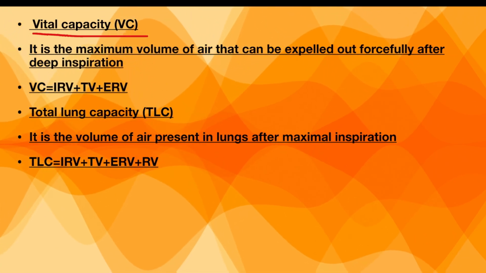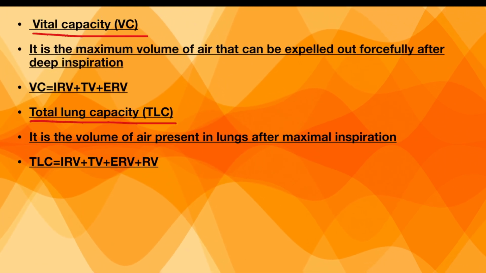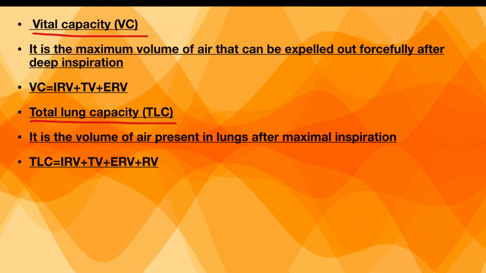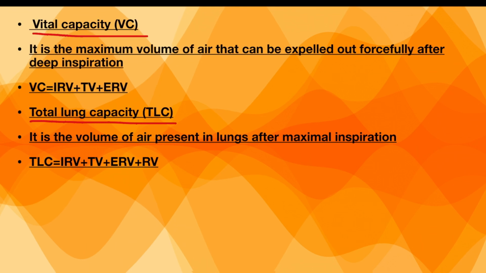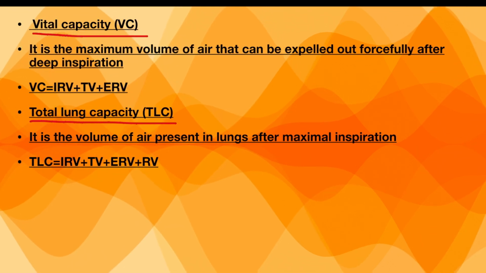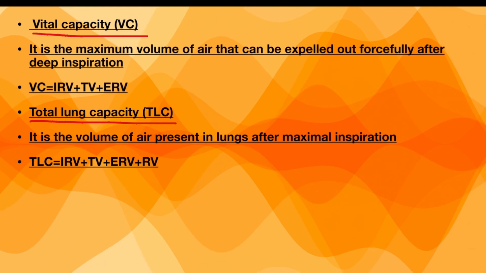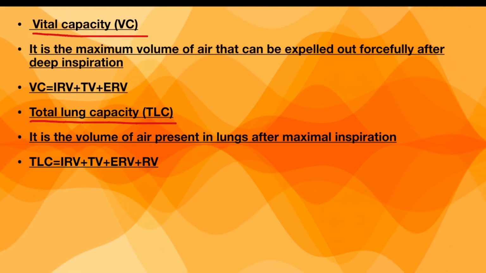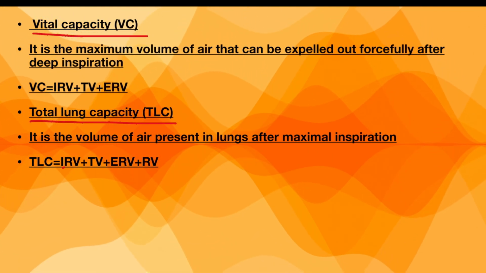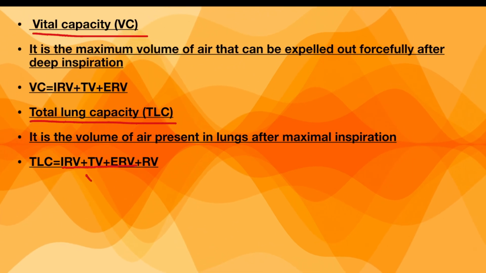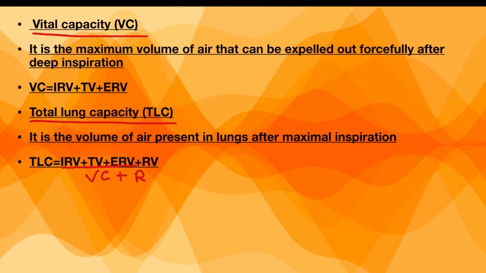The fourth one is the total lung capacity. It is the volume of air present in the lungs after maximum inspiration. Total lung capacity equals inspiratory reserve volume plus tidal volume plus expiratory reserve volume plus residual volume. Or we can say that total lung capacity equals vital capacity plus residual volume.